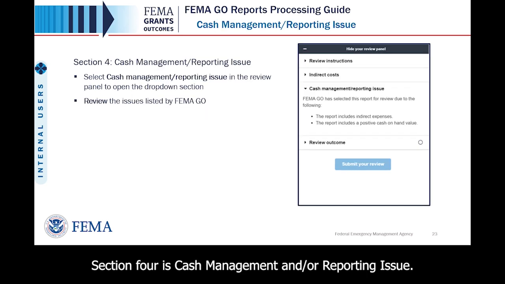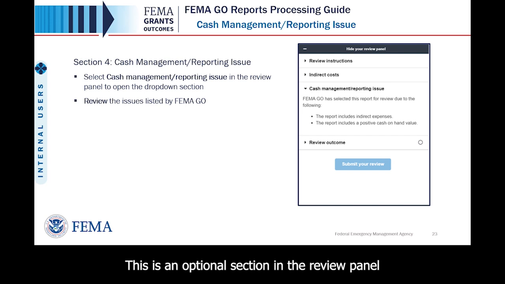Section 4 is Cash Management and/or Reporting Issue. This is an optional section in the review panel that we encourage you to review. On the right side of your screen, select Cash Management and/or Reporting Issue in the review panel to open the drop-down section. In the drop-down section within the review panel, review the issues listed by FEMA Go before moving on to the next section. The issues listed will vary based on the report being reviewed.